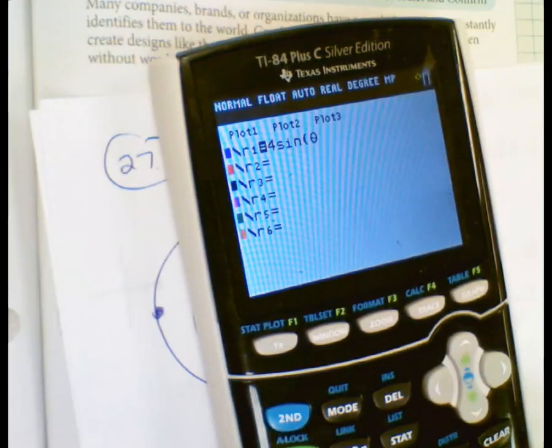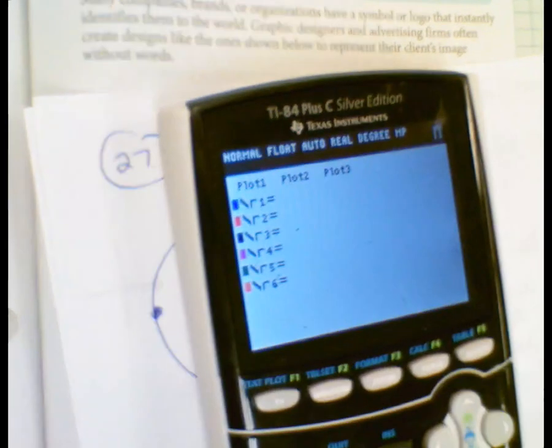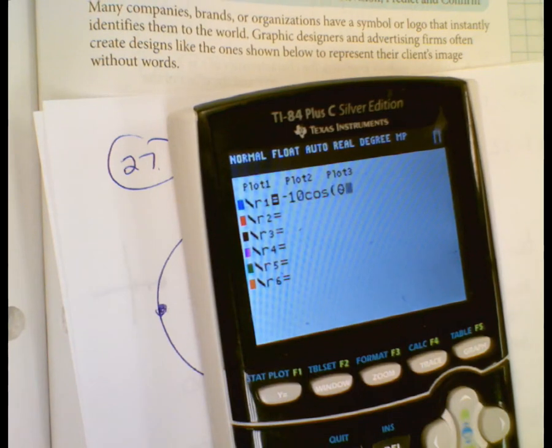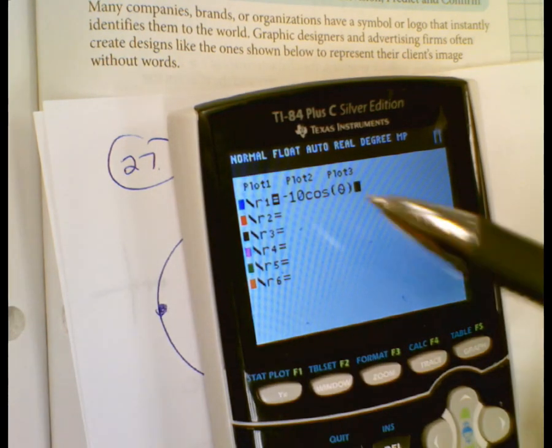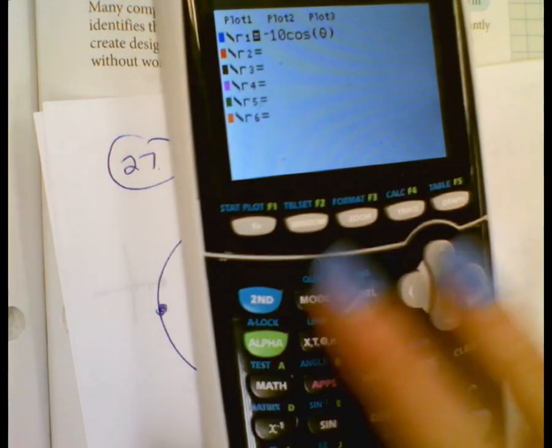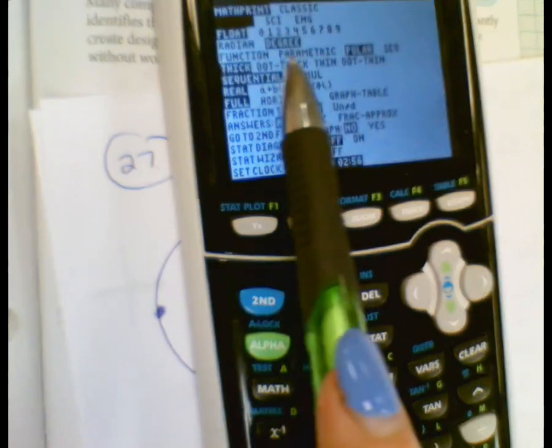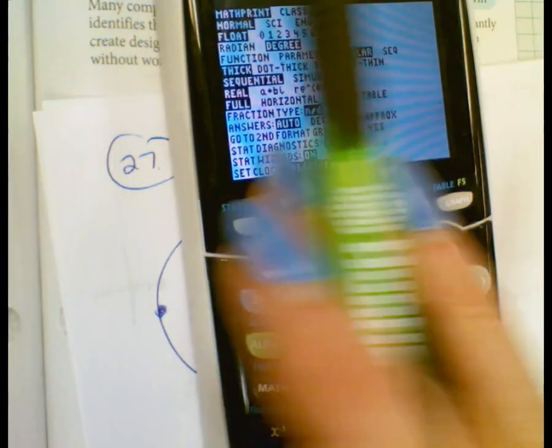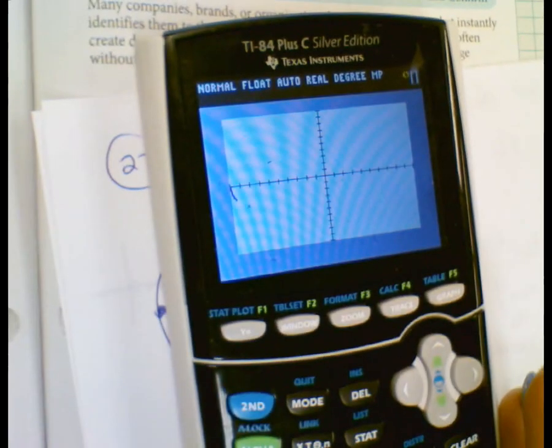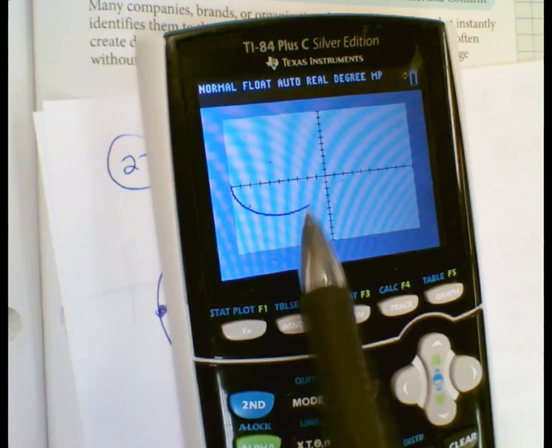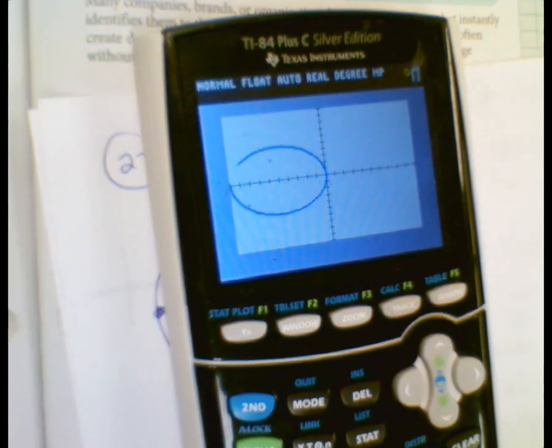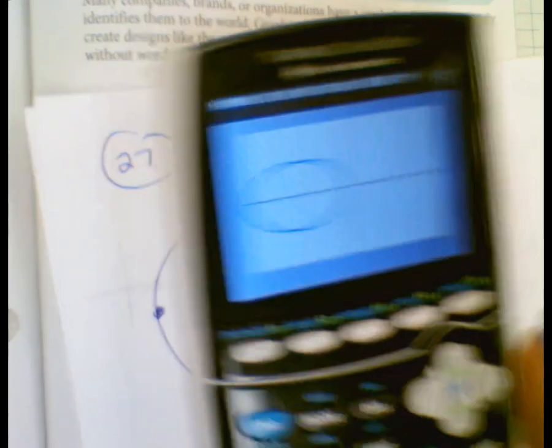Let's graph it. So we have negative 10 cosine of theta. For those people that don't know, if you maybe didn't look at the notes, you got to go to mode. Switch your calculator from function to polar right here. So negative 10 cosine of theta. So here we go. Let's graph this. See how the diameter is 10? So it's got a diameter of 10 and the center is going to be negative 5, 0. Symmetric to the x-axis.